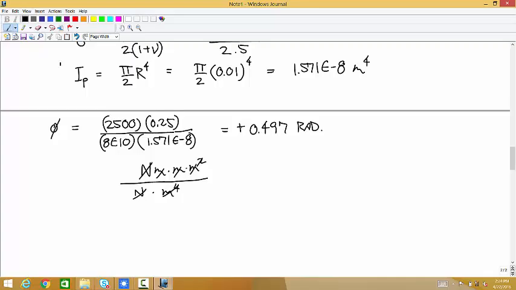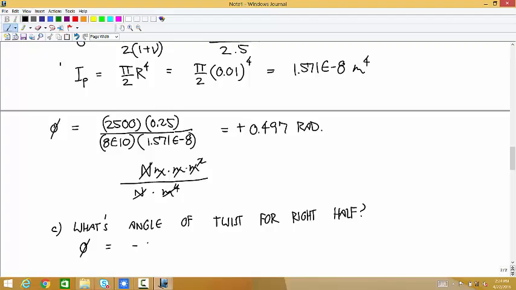Okay, so what's the angle of twist for the second half? Yep, exactly. Since we know the two of those angle of twists have to add up to 0, this one has to be equal to negative 0.497.